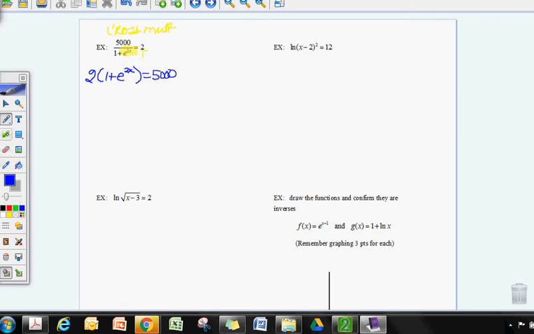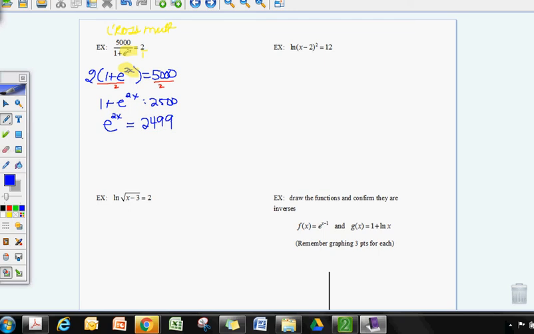Now, that variable is still stuck in my exponent right there. So, isolate it. First thing I'm going to do is I will divide by 2 on each side. And when I do that, I'm left with 1 plus e to the 2x equals, I just lost track, 2,500. Sorry about that. And then I'm going to subtract 1 from each side. E to the 2x is going to equal 2499.